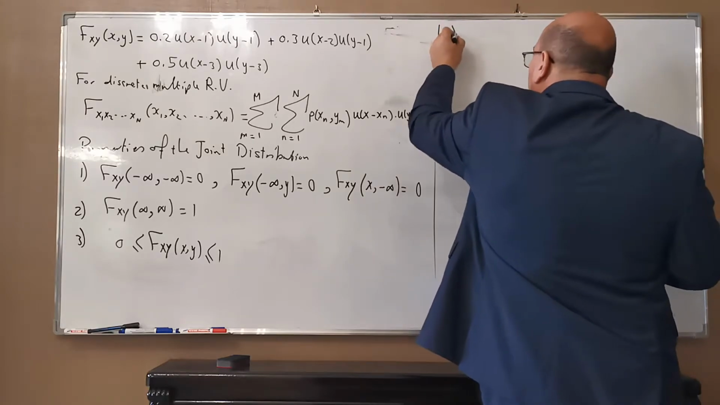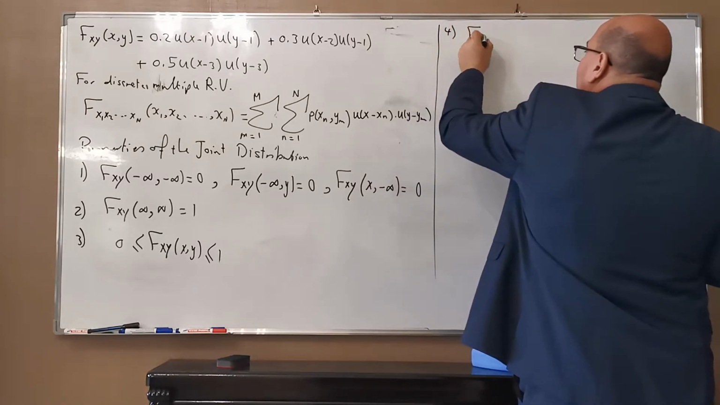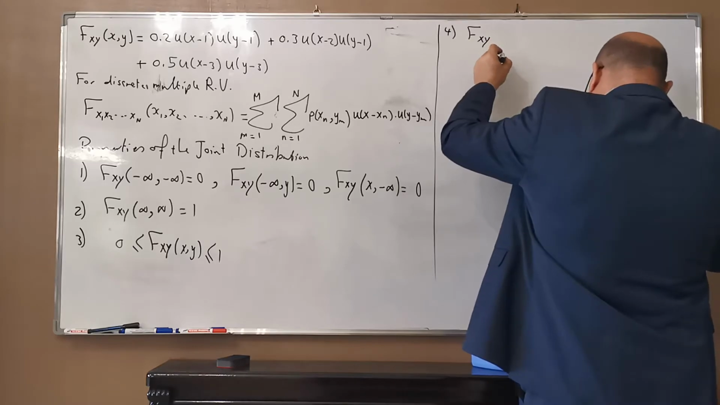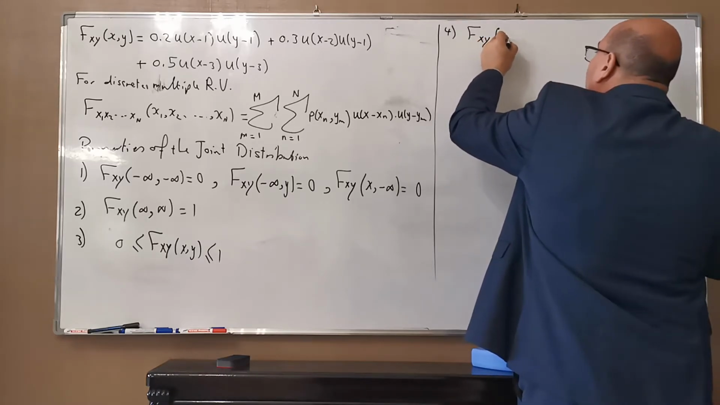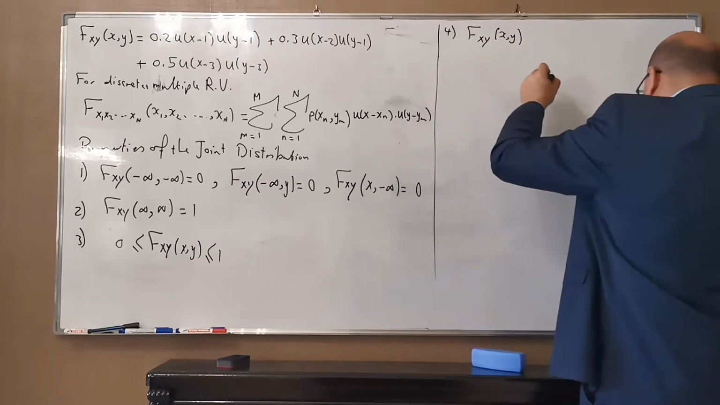Property number 4: Fxy of x and y is a non-decreasing function.